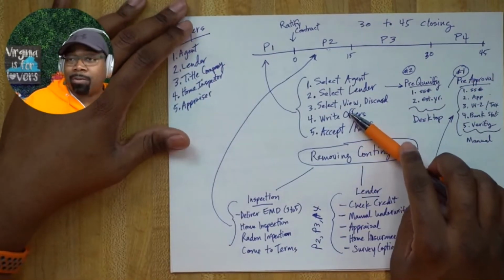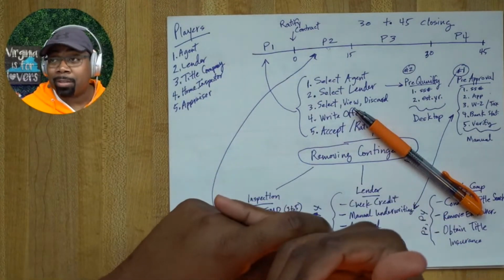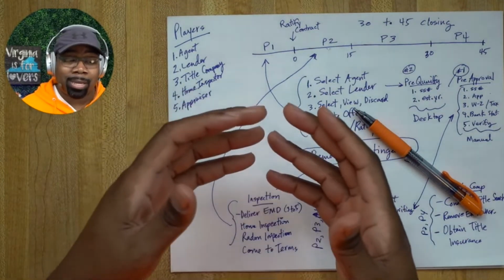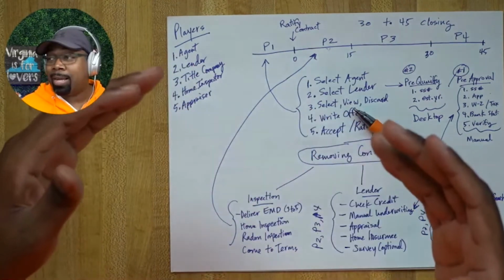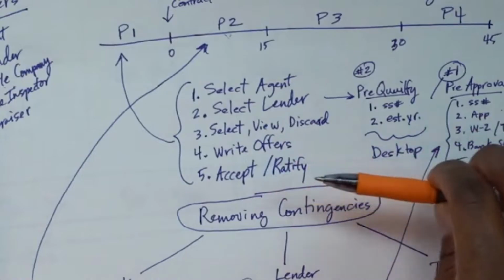Then we have write-in offers. So writing offers can take anywhere from getting your first property to, if you're buying a house in the springtime or summertime 2022, you may have to do several offers on properties just to get one under contract. Then we have accept, ratify.